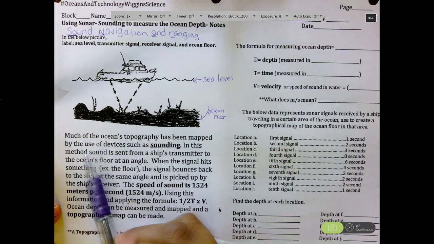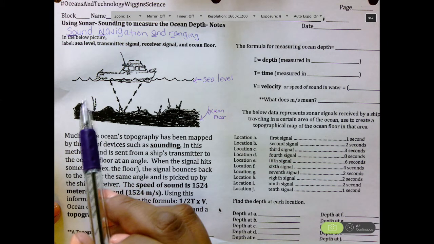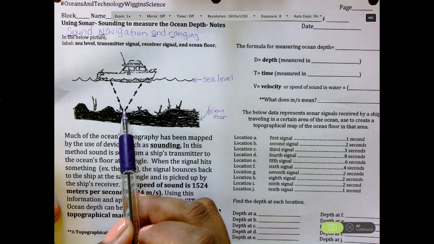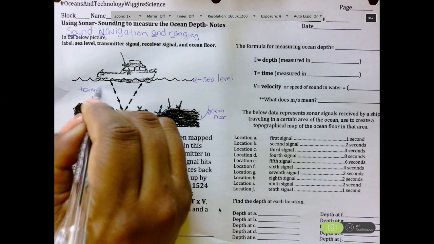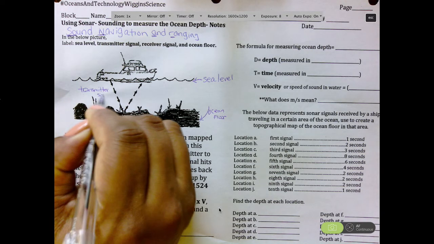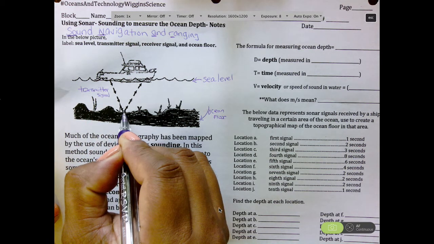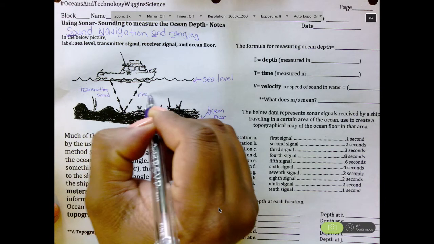Now we noticed in the video it said that the boat goes back and forth for weeks, but it sends several signals as it does. Now, what happens is it sends a signal down. This would be your transmitter signal. When that sound hits the floor, it bounces back up to the boat, and this is your receiver signal.